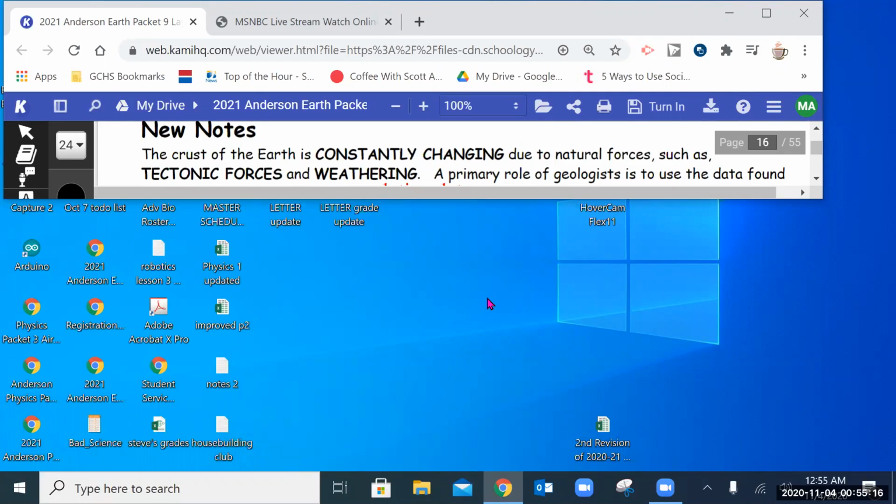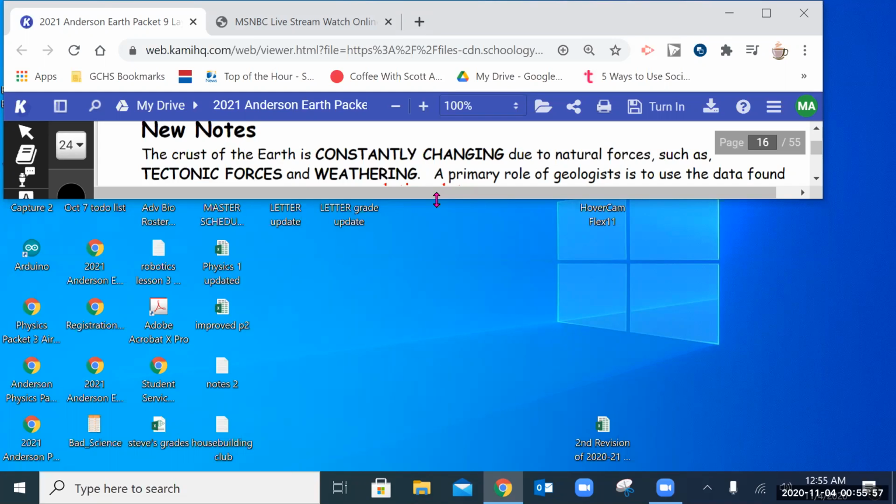Dating. The crust on the Earth is constantly changing due to natural forces, such as tectonic forces and weathering. A primary role of geologists is to use data found in rocks to reconstruct the relative dates of geological events that shaped an area. This term, relative dates, means the order that things happened, not exactly how long ago. So in this chapter, we're not going to say that something formed 100,000 years ago or 7 million years ago. We're just simply going to say this happened first, and then sometime later this happened, and then this happened.